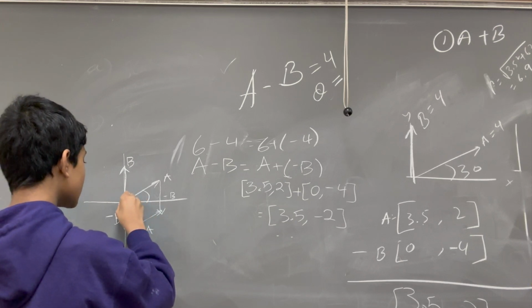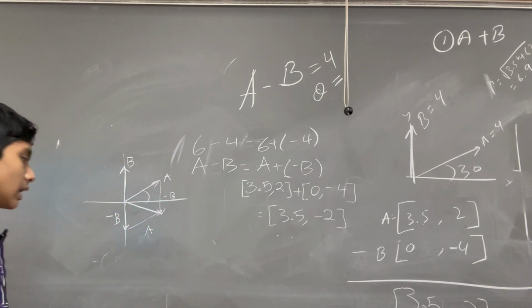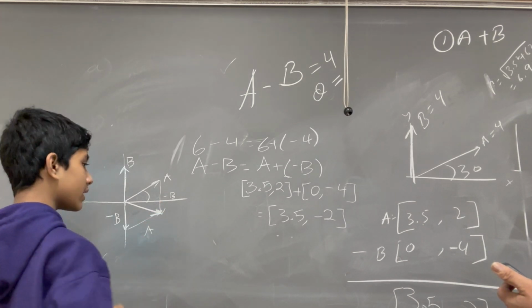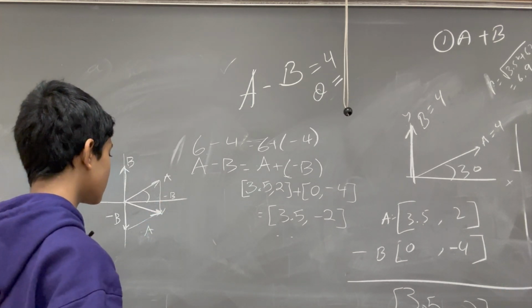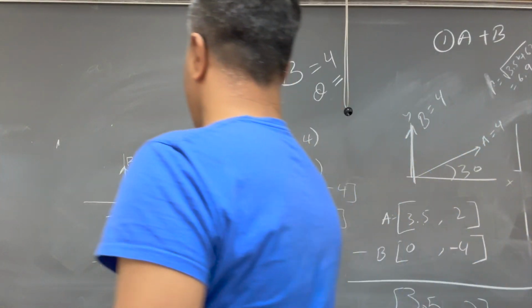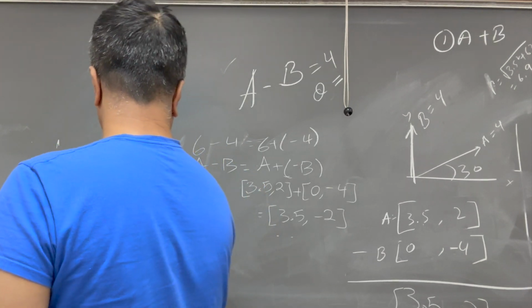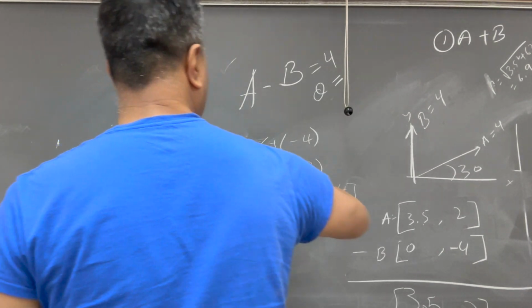And we just find their sum like this. So the resultant vector is pointing in this direction. So resultant is this one, right? Yep. So it's negative 30, but we're not going to say negative 30. We're going to say 330.